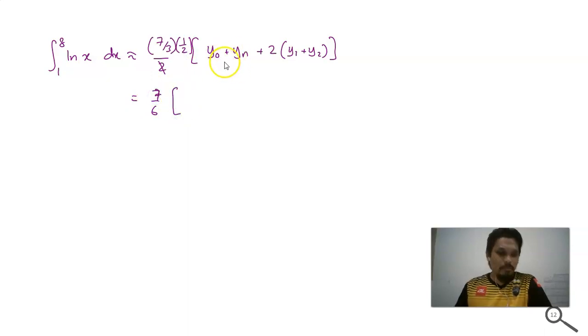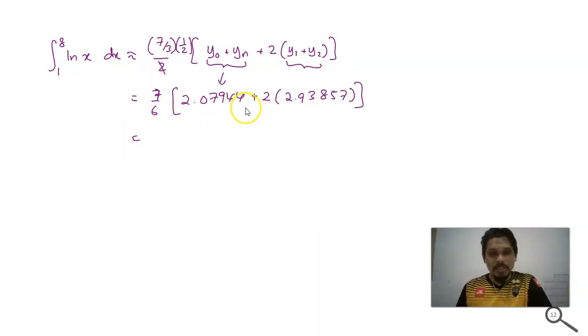y0 plus yn equals 2.07944, and plus 2 times, please refer to the previous table, 2.93857. Okay, class, from here you may straightly substitute and record the value into your calculator, and you will get 9.2827. Let's put this in 4 decimal places.